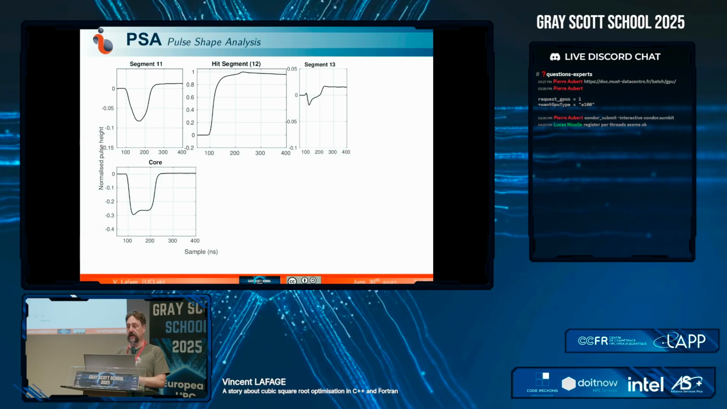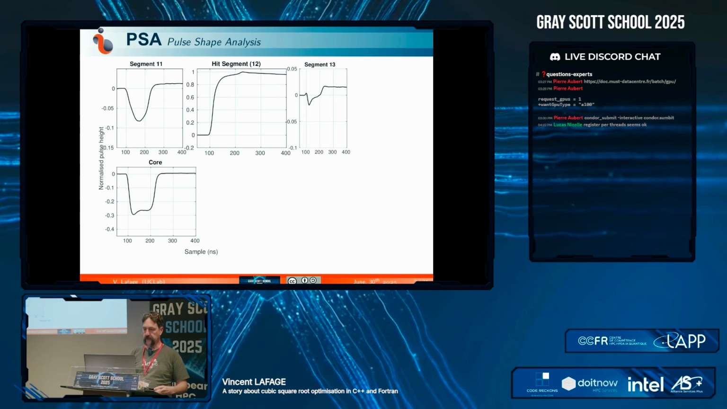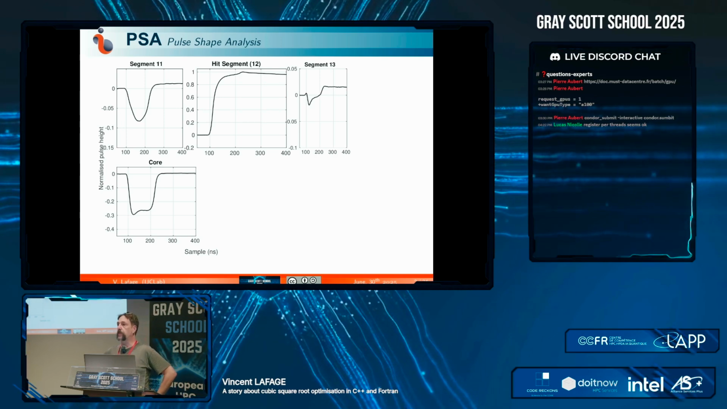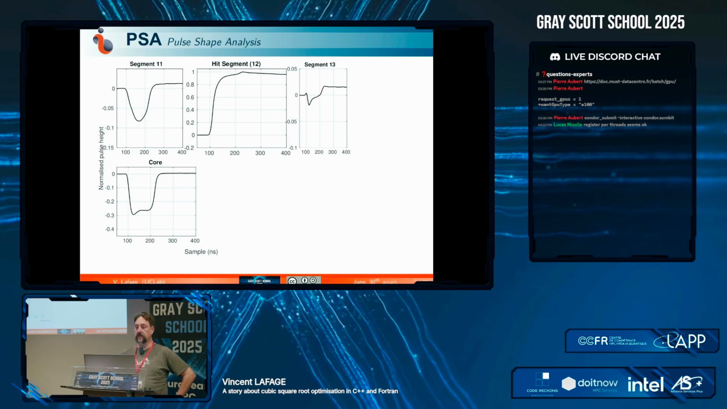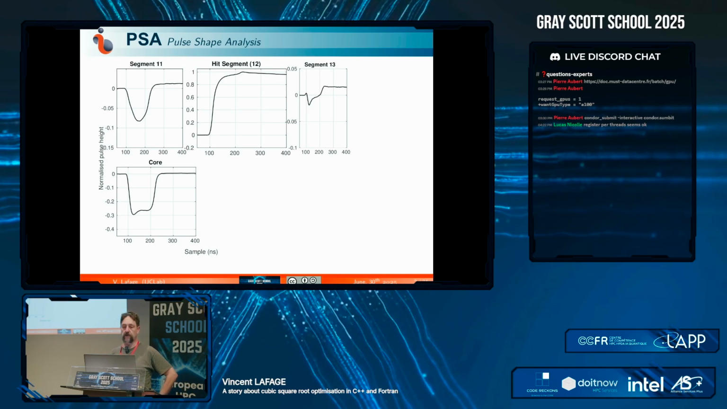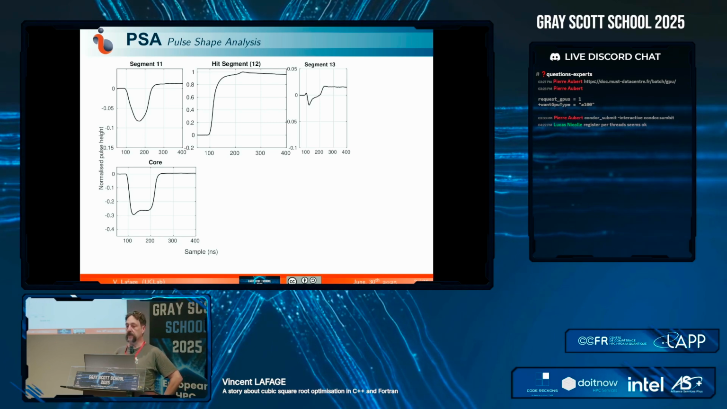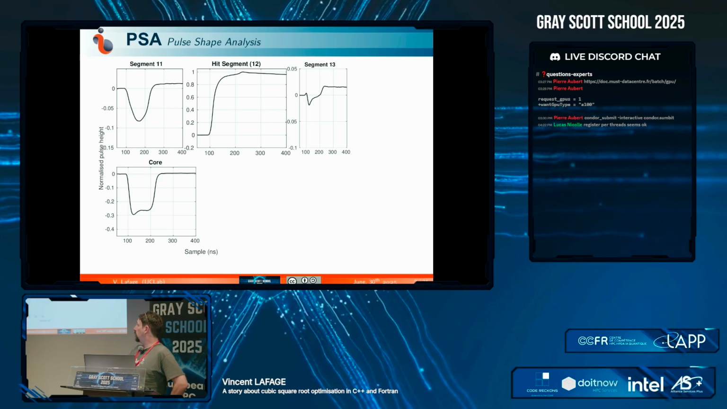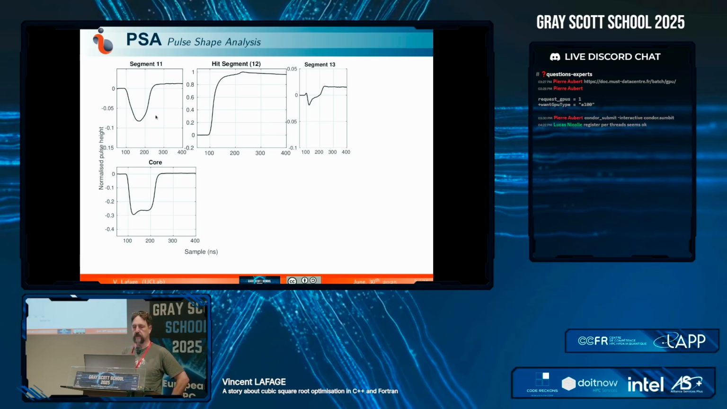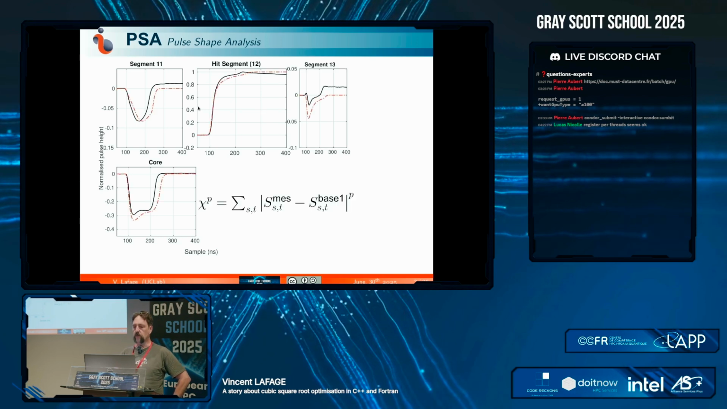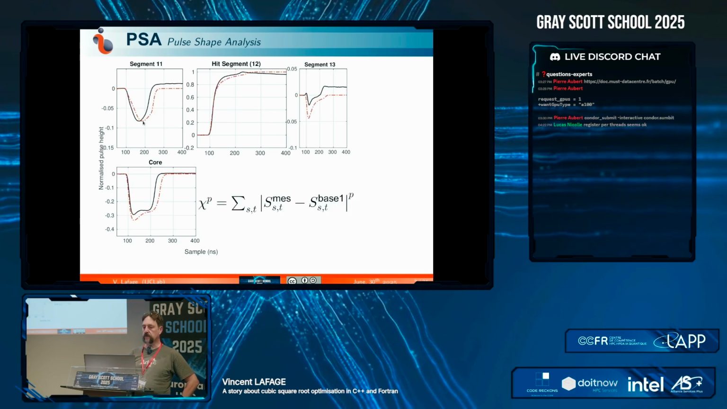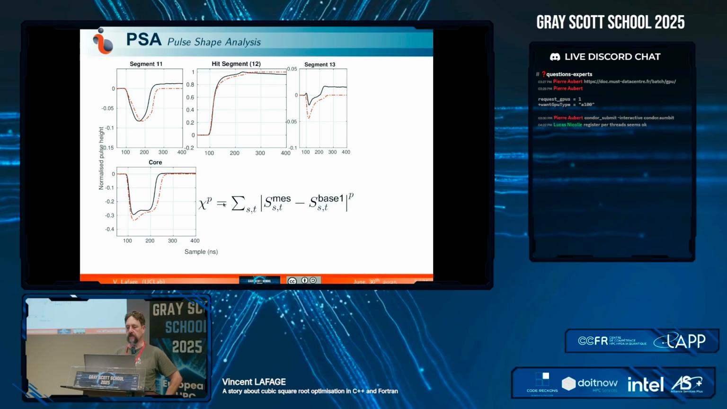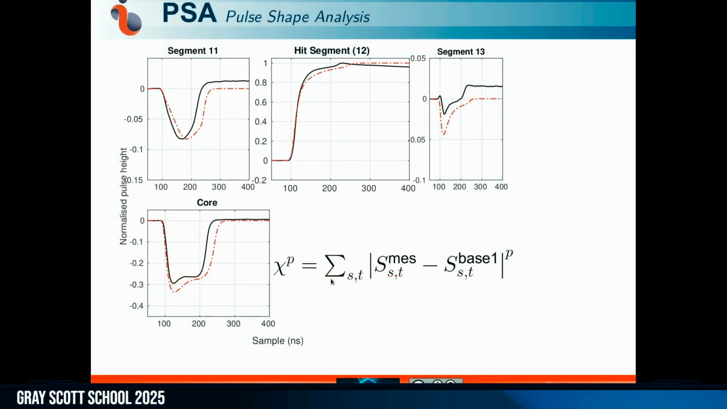So I will briefly introduce the point with a physics case. Our colleagues in the AGATA nuclear physics experiment have a problem called pulse shape analysis. Their detectors are measuring some signal over time in many segments of the same detector. Given each of these signals, they want to fit it to the red dotted line that you see here. And to see the quality of the fit, they are using this chi to the p, huge, ugly formula.